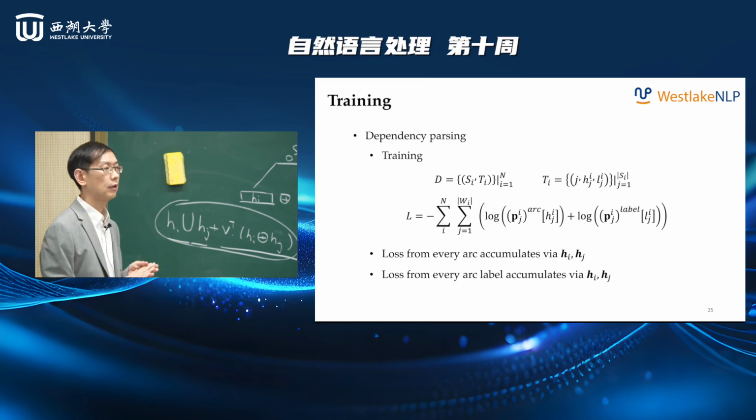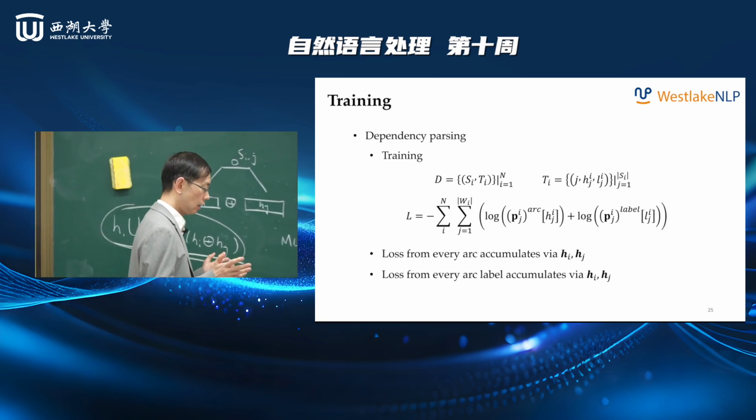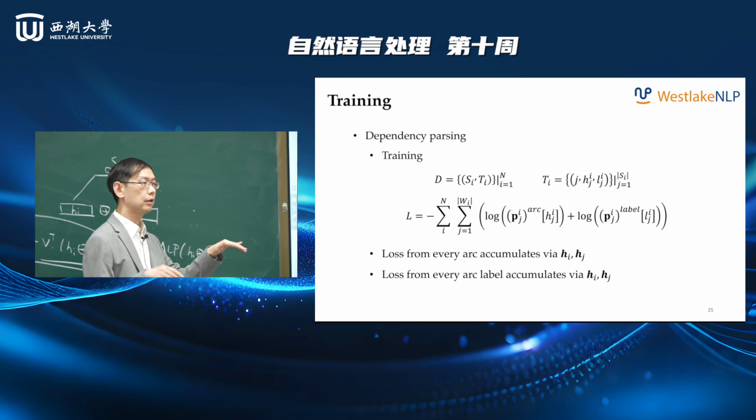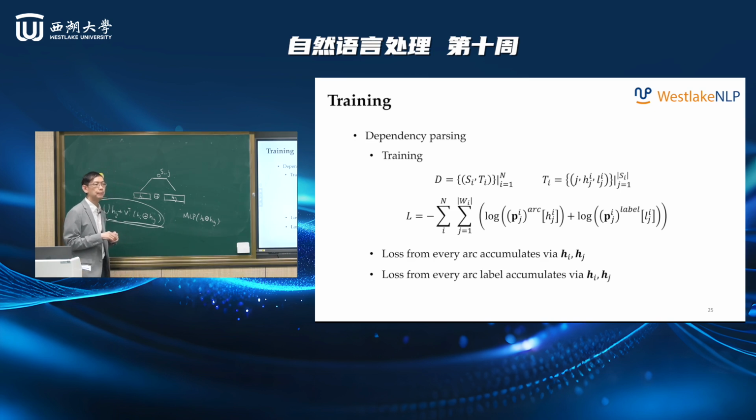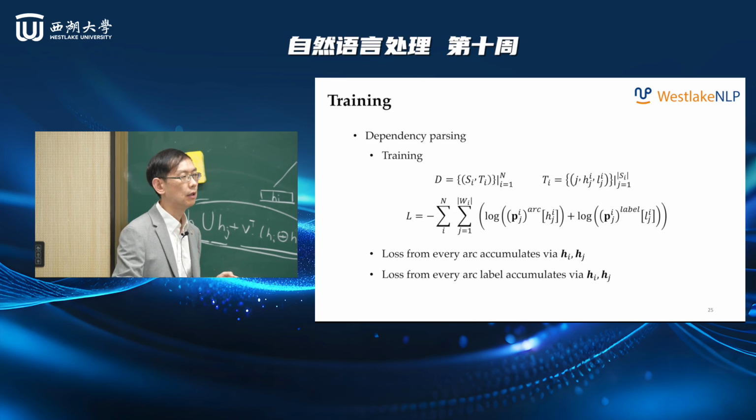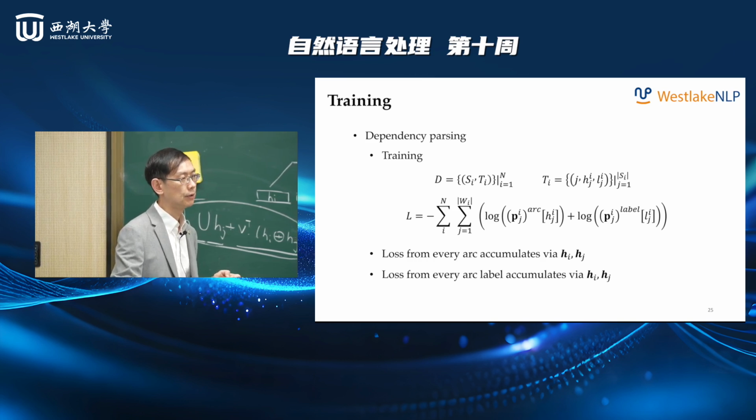For training, you have a set of sentences with gold standard dependency trees, manually labeled dependency trees. We call such a corpus a tree bank in computational linguistics. When you have a tree bank, you just break the trees into individual word-word dependency arcs, and each individual arc label. And we can have a cross-entropy loss over both the structure and the labels, as you see in this slide. Okay?